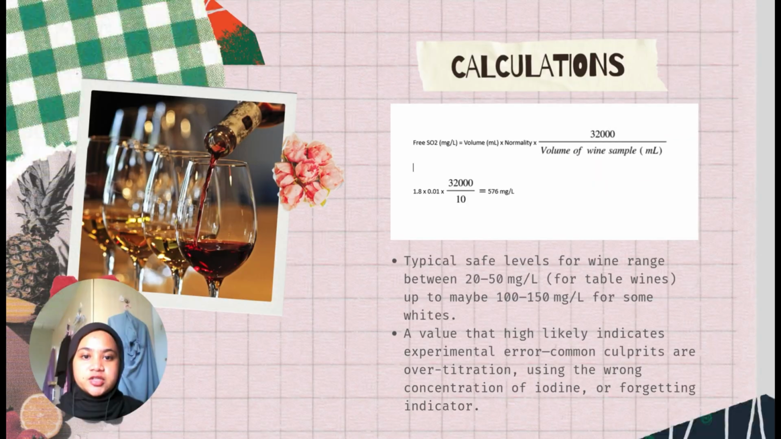Next, we move to the calculation to determine the free SO2 in wine. Firstly, we need to multiply the volume and normality, and we multiply it with 32,000 divided by the volume of wine sample. Then we will get the answer, which is 576 mg per liter.